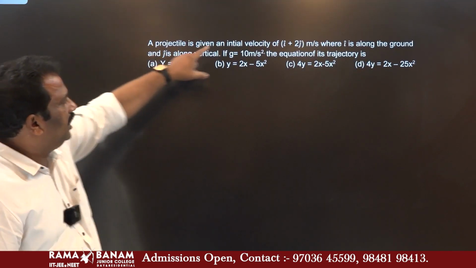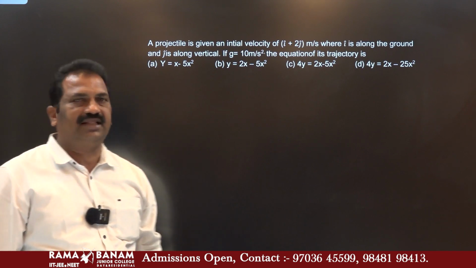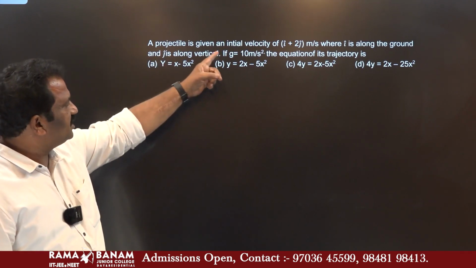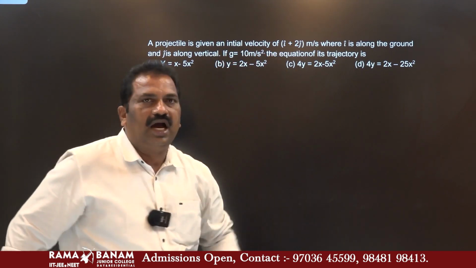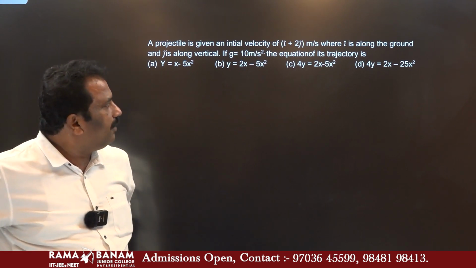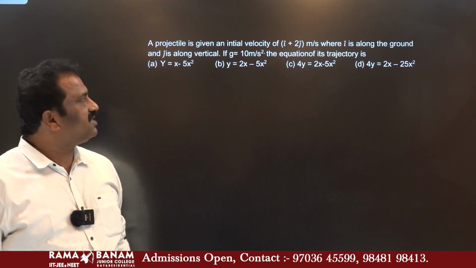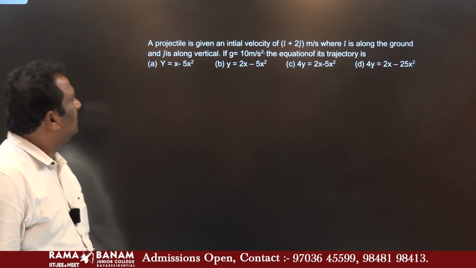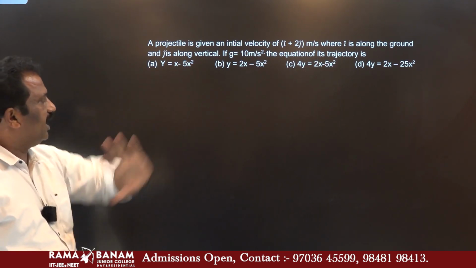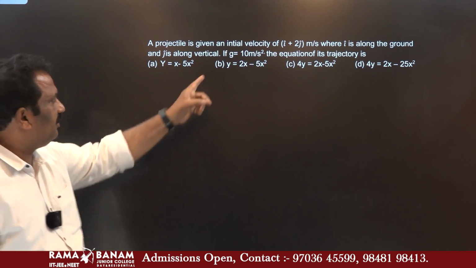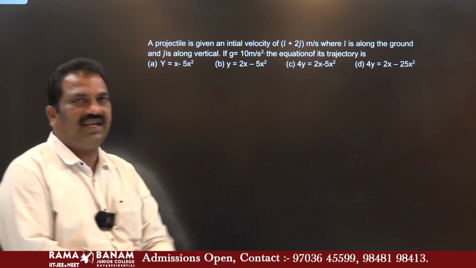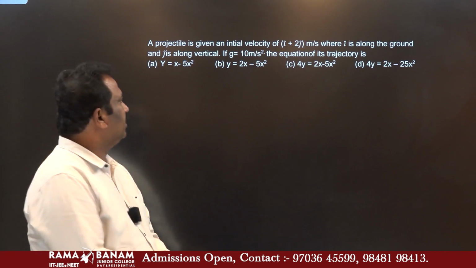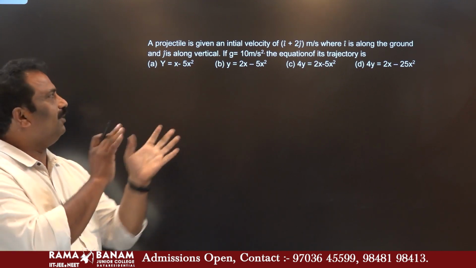In the 2015 model IIT-JEE, one question is given like this. A projectile is given an initial velocity of I cap plus 2j cap meters per second, where I is along the ground and j cap is along the vertical, and g is 10 meters per second squared. The equation of the trajectory is asked in this IIT-JEE question. How do we solve the problem? Let us see.